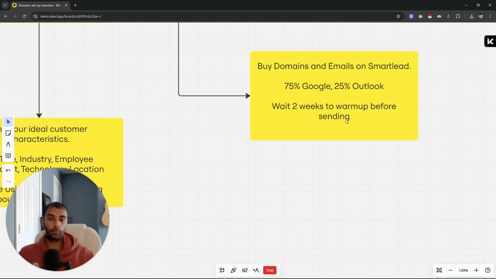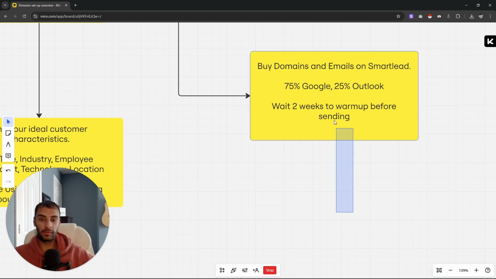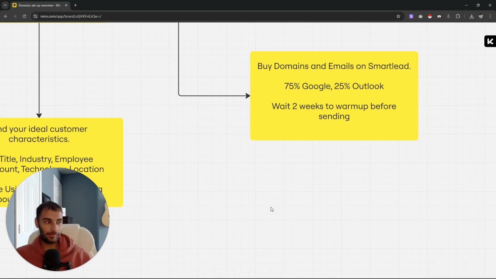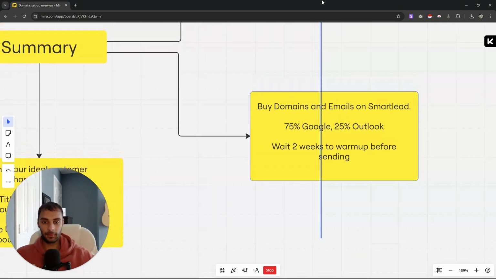Wait 2 weeks to warm up before sending. Still get both and have both of these two in the background, because if all your eggs are in one basket and they're in Google, and let's say 3-4 months into 2025 Google has an update and it goes to shit, you still have Outlook accounts, right?